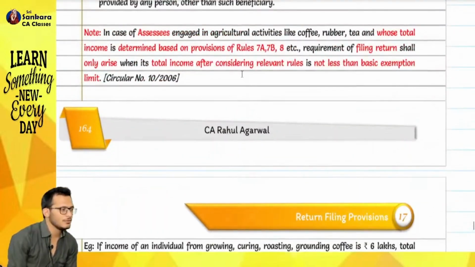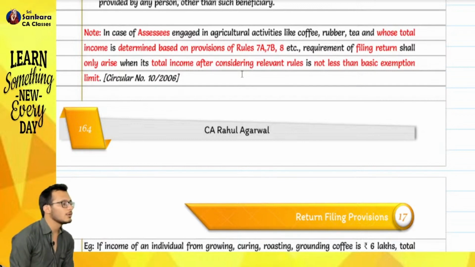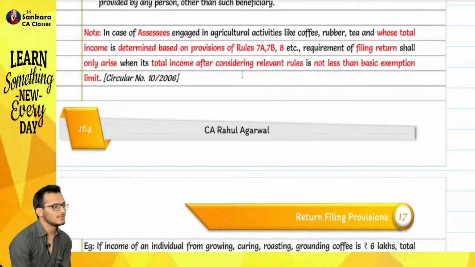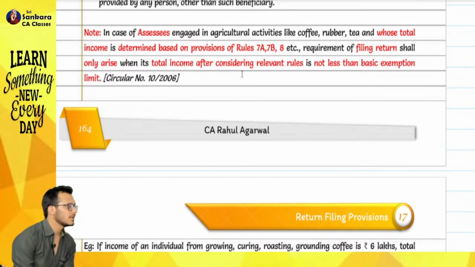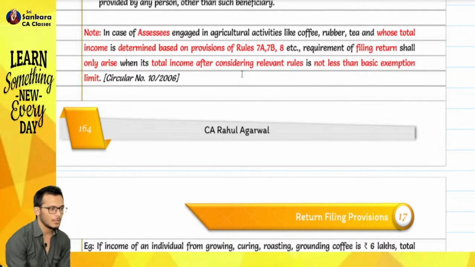Then they clarify that if you have agriculture income, for example a tea business, and the income from the tea business is 10 lakhs, you are going to be taxed only on 4 lakhs. In that scenario, Rahul, let's say you are a resident senior citizen more than 80 years old. Your basic exemption limit is 5 lakhs. Will you check the 10 lakhs or the 4 lakhs? You will check the 4 lakhs. Check your total income, don't check your overall income. My total income is 4 lakh rupees, which is less than 5 lakh rupees. Therefore, I will not be required to file a return.